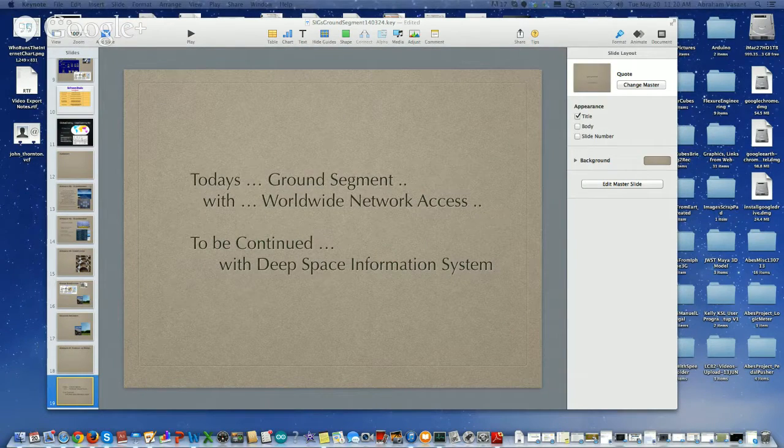Thank you, Abraham. You covered quite a bit of material there. So that gives us an overview of mostly the terrestrial component.